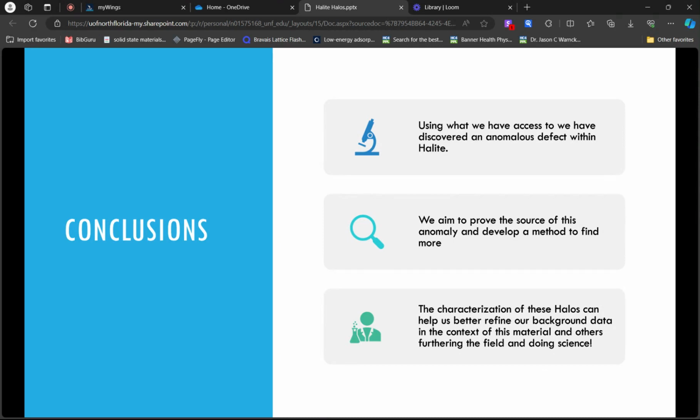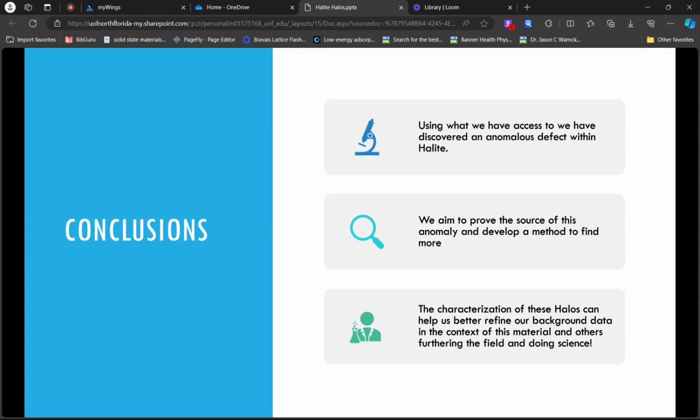So using what we have access to, we have discovered this anomalous defect within the halite. Analyzing that is going to help us get a better interpretation of the characterization of the damage tracks present within this mineral and others. We aim to prove that the source of this anomaly is what we think it is right now, uranium-238, based on other techniques such as SRIM calculations, where we can check the stopping range of matter and interactions within it. For instance, as the uranium decays, it releases the thorium and the alpha. The ratio of the tiny pits closer to the center of our ring and the actual pits that we're looking for should fit that SRIM calculation for those distances. If that ratio is correct, then we have shown that it is in fact uranium-238 to a high degree of certainty. Next up is the characterization of these halos.